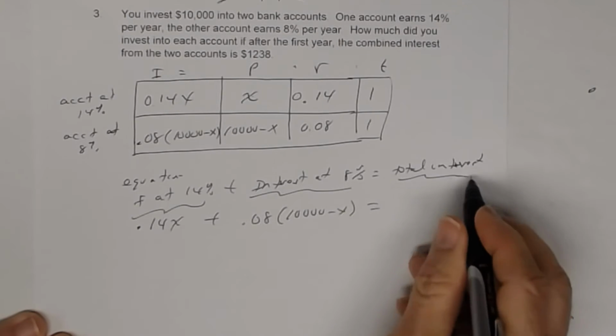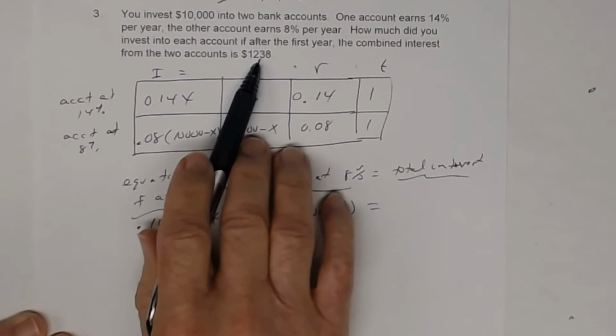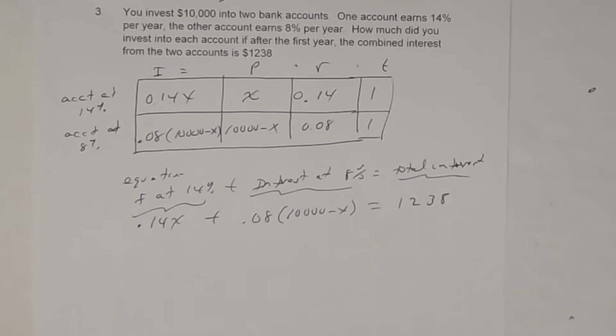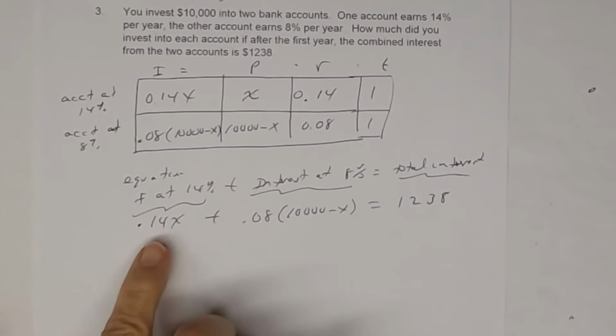Equal, what's the total interest? Well, that's this right here, 1,238. And so there's your equation. That's all you do. All right. Now, let's solve this linear equation.